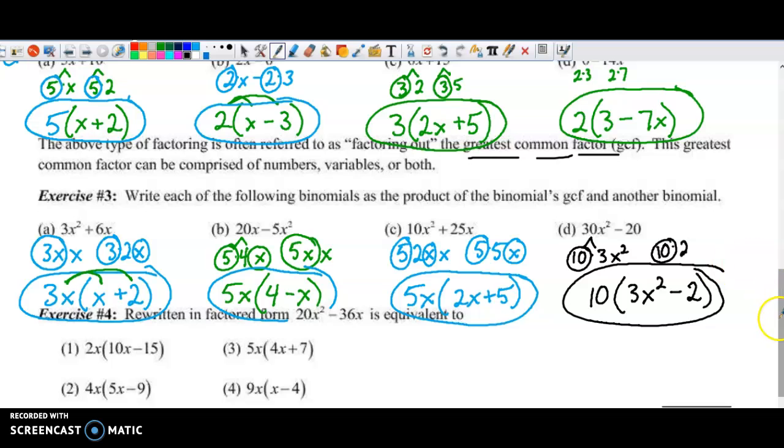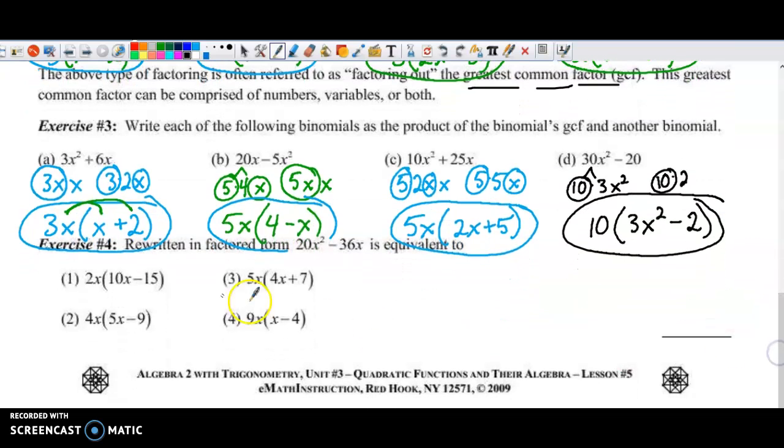So as I look at the next problem, now notice it doesn't necessarily have to be the greatest common factor. So one option, I'm just realizing that there's more than one way of doing this, is you can distribute all of these problems in here and see if you get the same answer. So number 1's wrong because 2x times 15 is not 36.